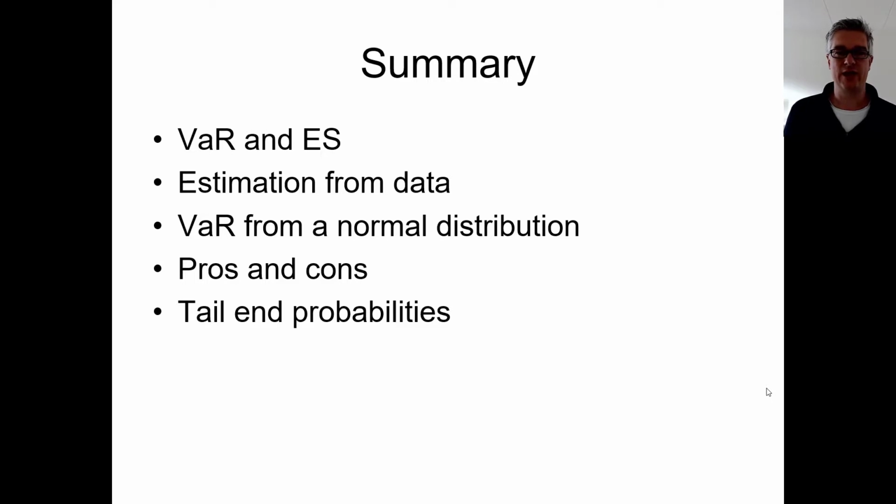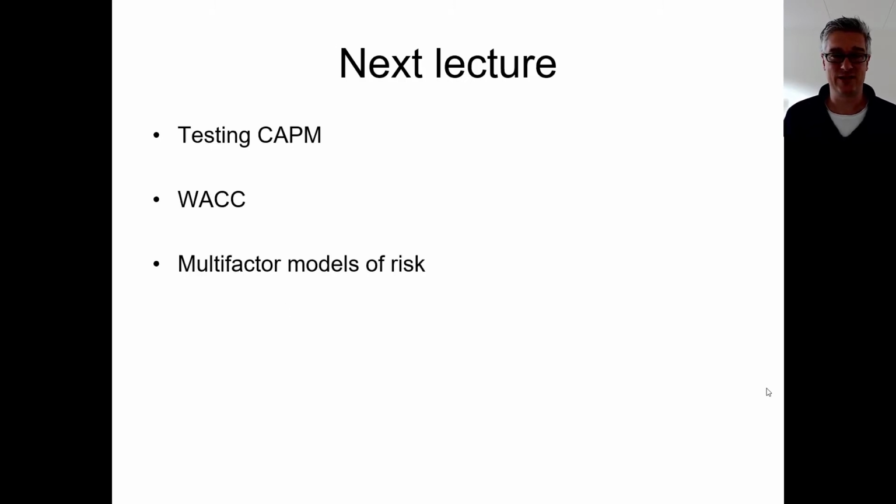We talked about how to estimate this from data, how to get value at risk from a normal distribution, and we talked a little bit about what's good and bad about using data versus using some more assumptions on the distribution. And finally, we talked a little bit about tail end probabilities.